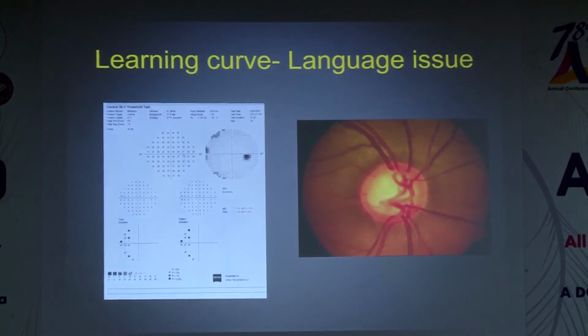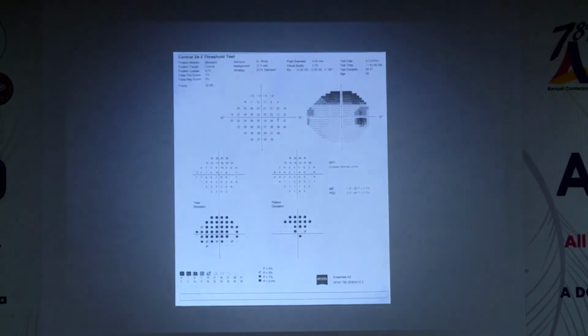So this patient had a language issue. She was a Bengali, and the test was explained in English by the perimetrist. So once a translator came and told the patient about how to perform the test, the results were much better.